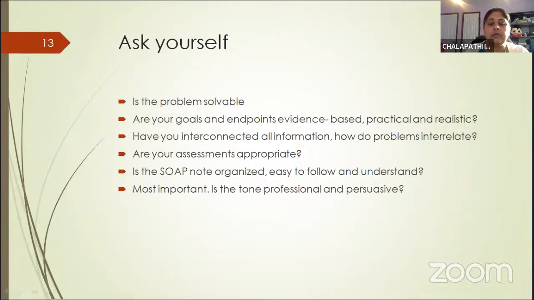All right. So are all the goals realistic? One student mentioned the goal is 6.3 HbA1c. That is a very good goal. Fine. Below 6 is even better. But is it achievable? We go step by step. We see who the patient is, what the risk factors are, what the big picture is, and then we set our goals. All the endpoints have to be evidence-based. We have so much information. We have to make sure that all the information is interconnected, all the problems are relatable, and our assessments are appropriate. Next slide, please.